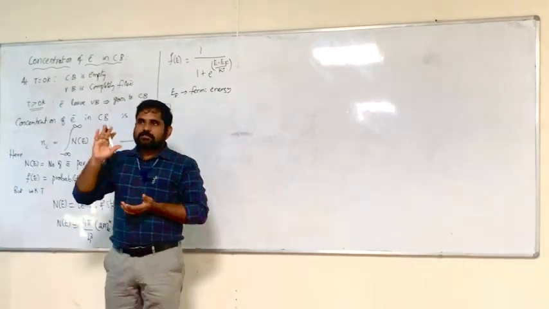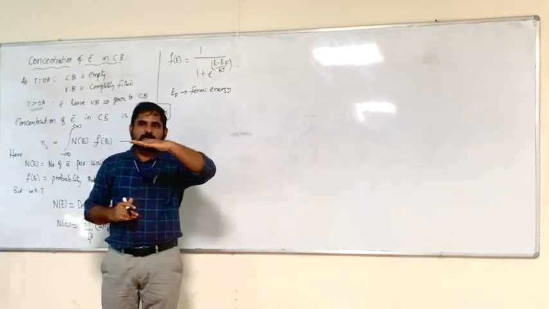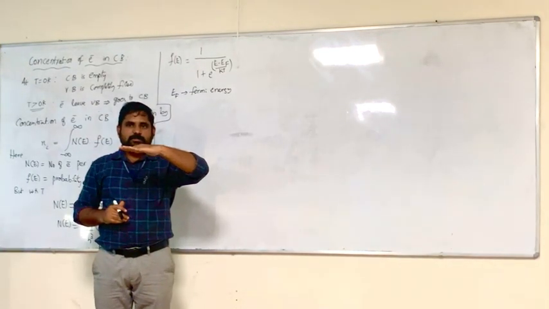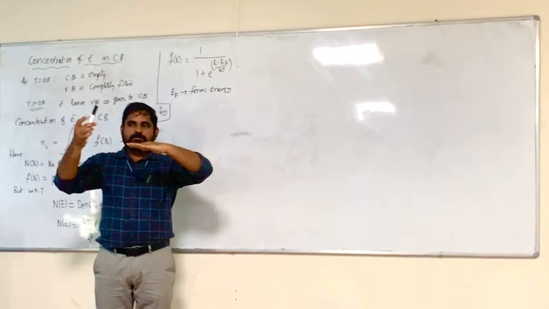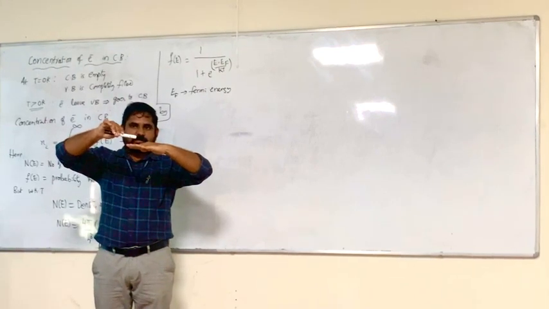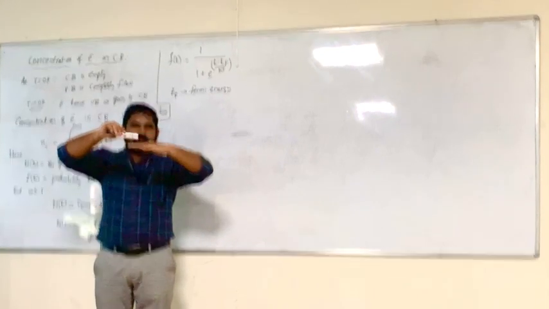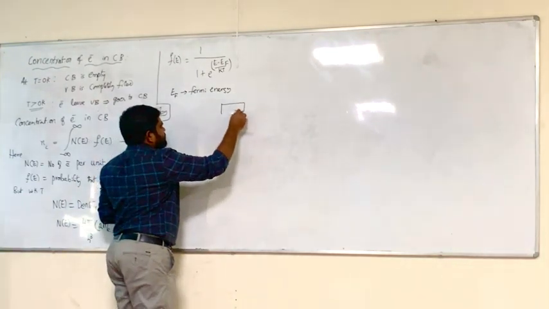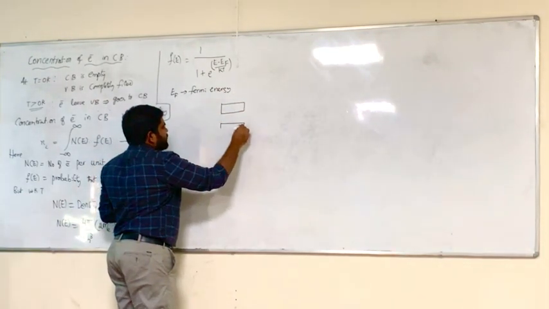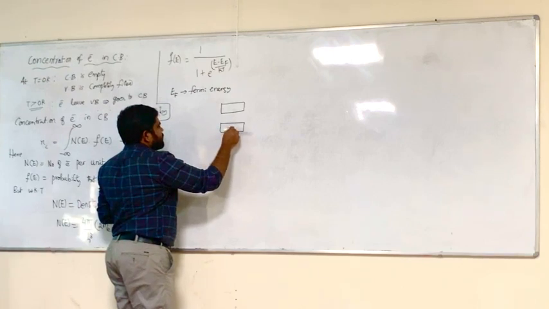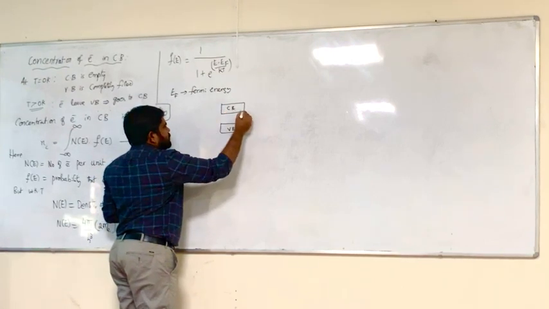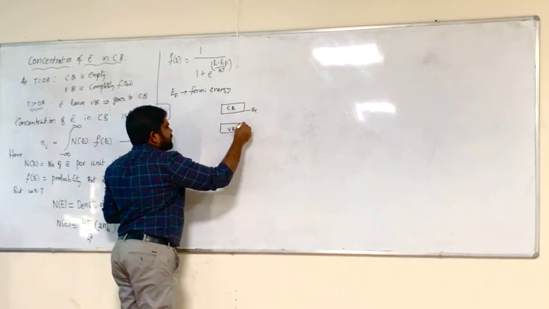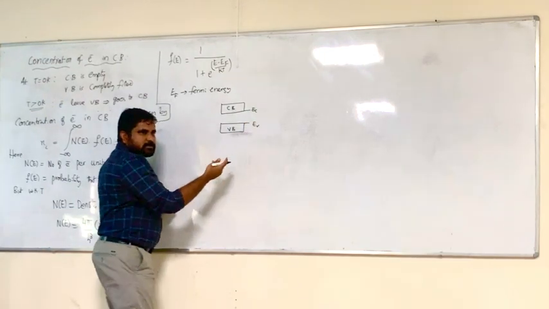When T is equal to 0, all the electrons are in the valency band. This is called your Fermi function. In a pure semiconductor, if this is your conduction band and this is your valency band, this is the energy of the conduction band and the energy of the valency band. Just now we discussed that.